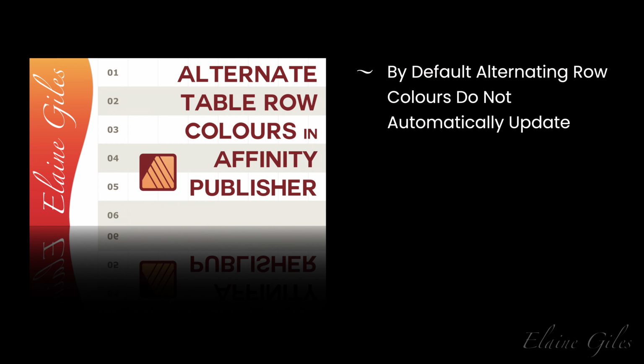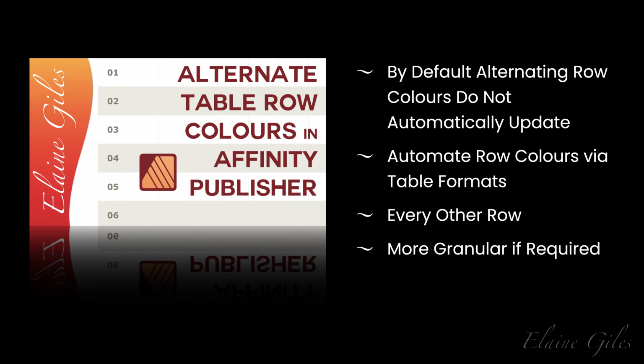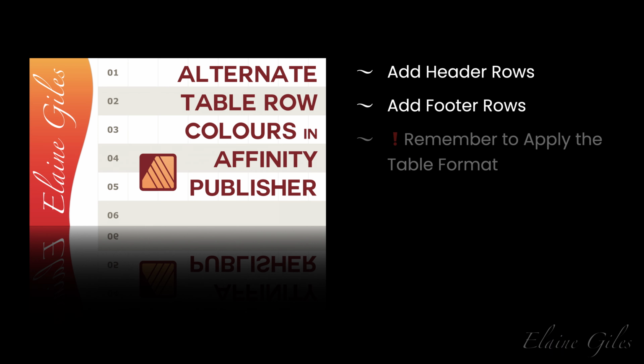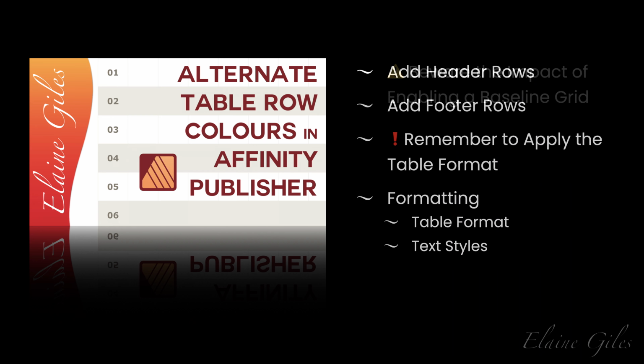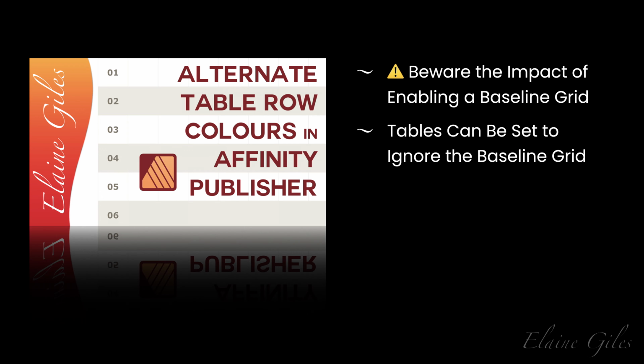You can manually apply alternate row colours, but they don't update when the table is changed. Alternate row colours can be automated via table formats. It could be every other row, but you can get as granular as you like with that. You can also add header rows and add footer rows. You need to remember to apply the table format and not just create it. Formatting for tables comes from both the table format you create and text styles. They work together. Beware the impact of enabling a baseline grid, but tables can be set to ignore the baseline grid.